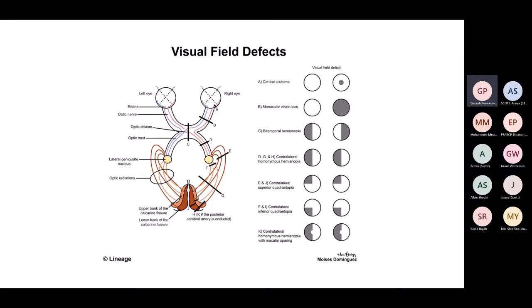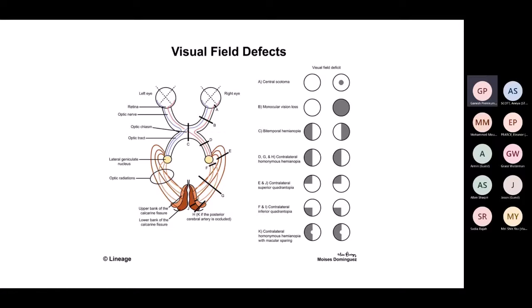Okay, so let's look at, say, B. When we look at the lesion where B is placed, you can see it's in front of the optic chiasm. It affects the right side. And if we look, there's vision loss on the right side. And as we said, if it's in front of the optic chiasm, it will just affect one eye.